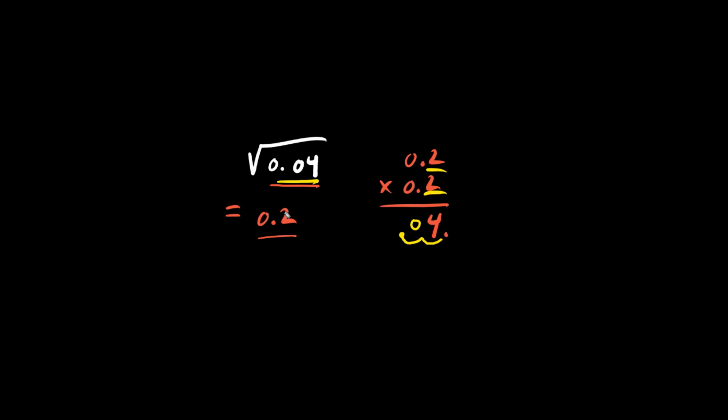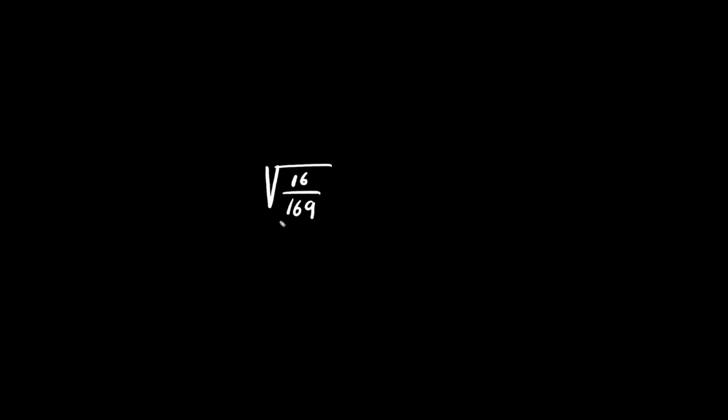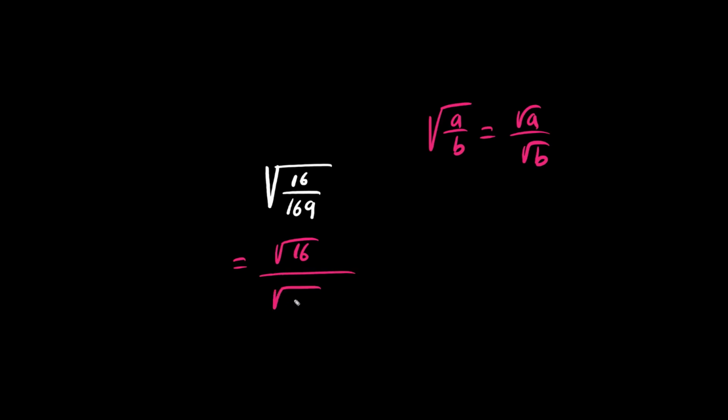What is the square root of a fraction? In general, the square root of a over b equals the square root of a over the square root of b. So what we have here is the square root of 16 divided by the square root of 169. The square root of 16 is 4, and what times what becomes 169? It's good to memorize your timetables. 13 times 13 is 169, so the final answer is 4 over 13.